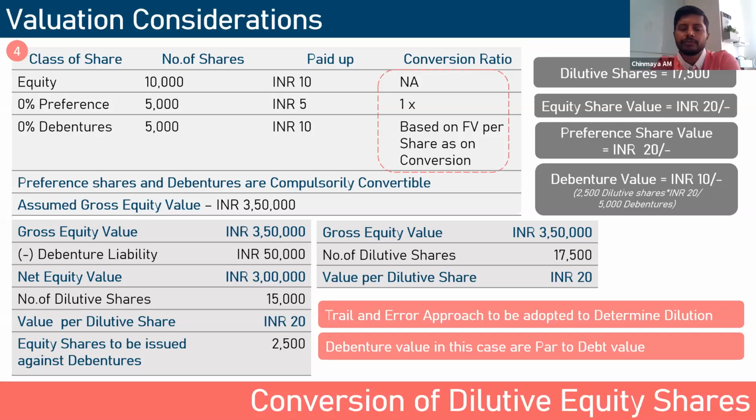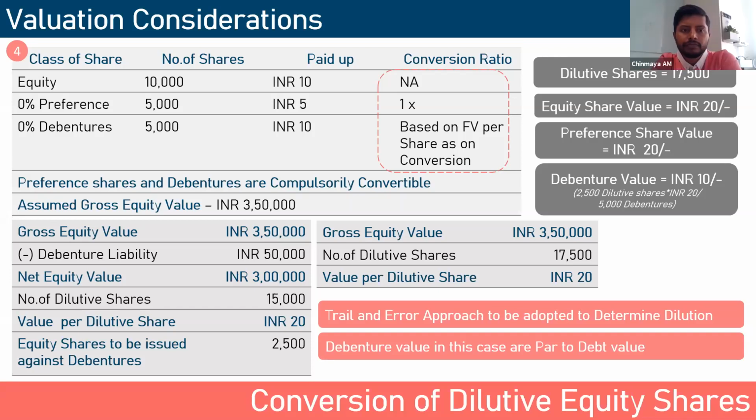Sure. You have the gross equity value of 350,000. The debenture liability that you subtracted is the market value of debt or the book value of debt? Market value, no? Perfect. Market value of debt. Yes, so once you get the value per dilutive equity share, would you calculate equity shares to be issued by taking book value of debt divided by this price or the market value of debt divided by this price? Sorry, I lost you, sir. What was the question? Assuming in this example, 350,000 minus the debenture liability, let's assume the market value of debentures liability is say 1 lakh.